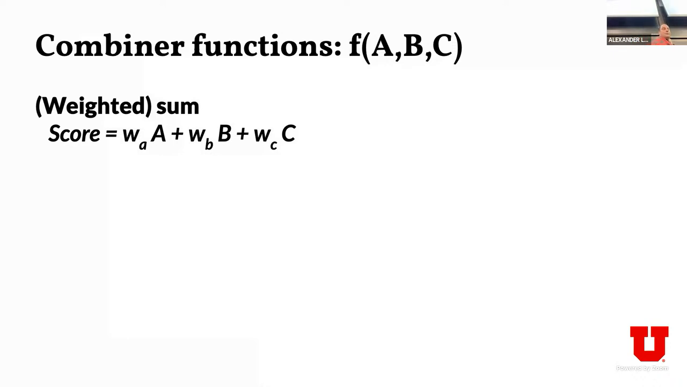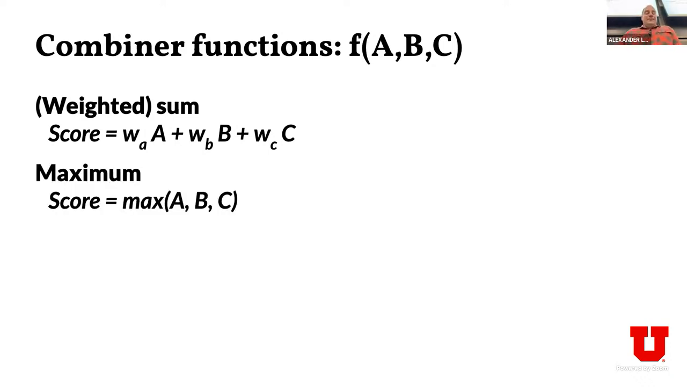So the simplest one is the weighted sum, right? Let's suppose a ranking is composed of three different attributes, A, B, and C. We can simply create a weighted sum like this, where we multiply a weight with each of these scores. But we could also envision scenarios where we care about the maximum, or we could do something more complicated, such as product or nesting.